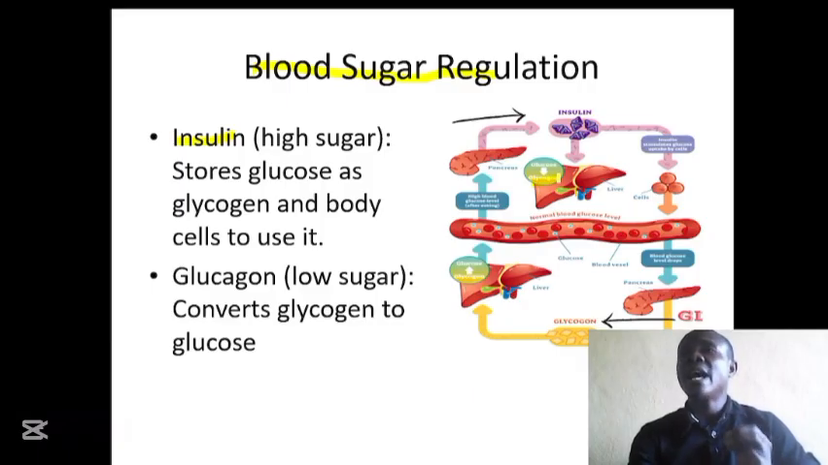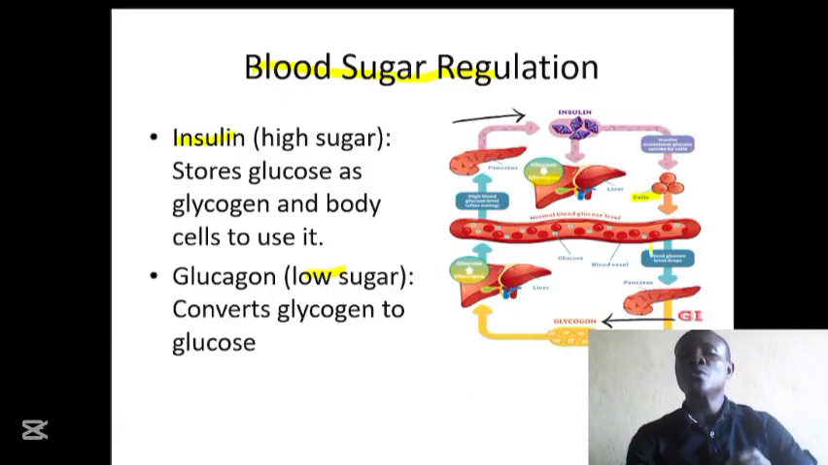Animals store their excess glucose in the form of glycogen, while plants store their excess glucose in the form of starch. And also the insulin will cause the body cells to take up the excess glucose and make use of it. The body cells will not take the excess glucose to store, they will take it and make use of it. It is the liver that will take up the excess glucose and store it in the form of what we call glycogen.